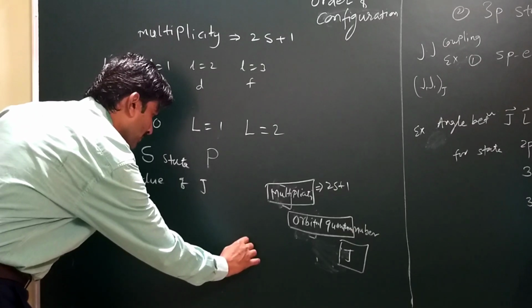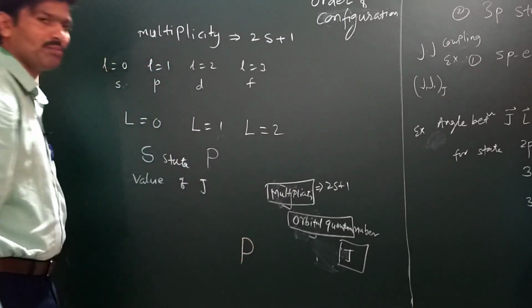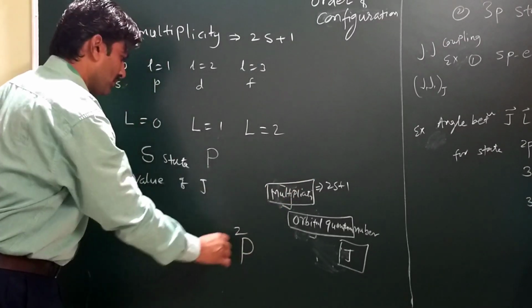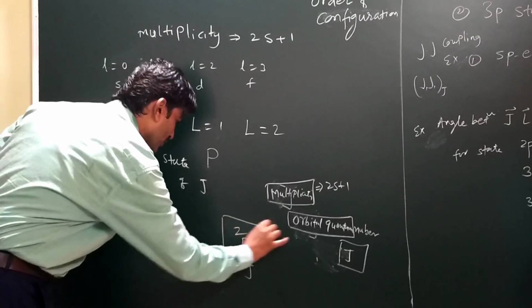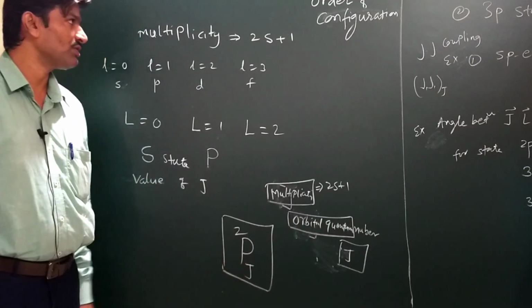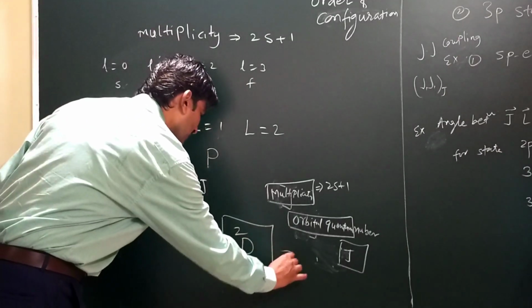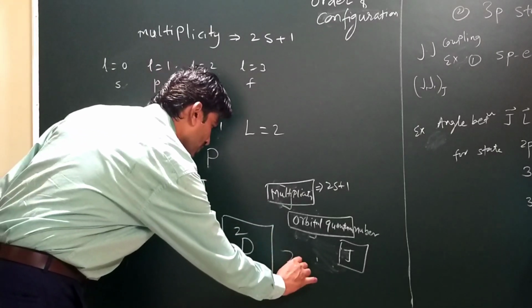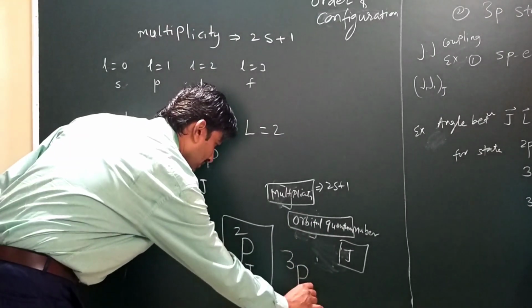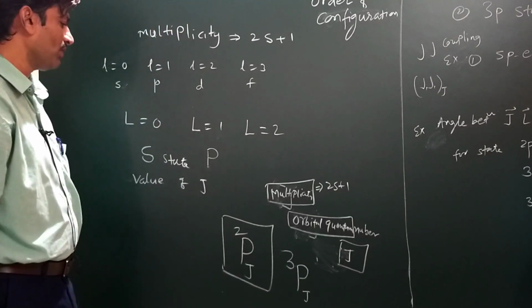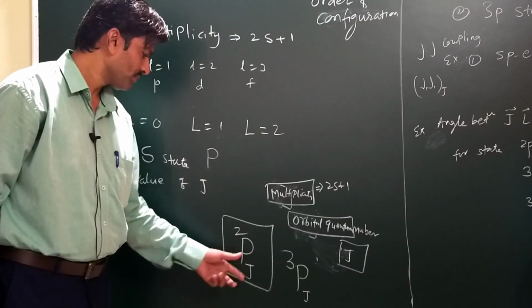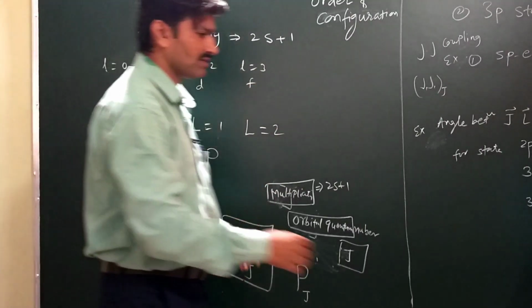For example, if you have a p state, and the multiplicity is 2, and there is the value of J, what are the possible values for that 2P state? Or we can write 3 as the superscript, then the orbital quantum number state, and in the subscript the value of J, the total angular momentum quantum number. So let us see an example.